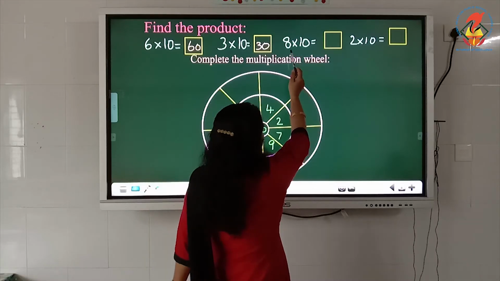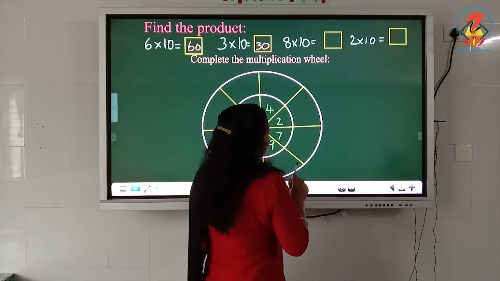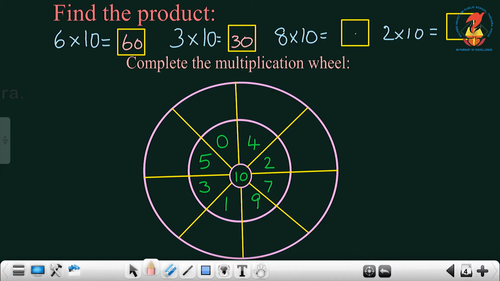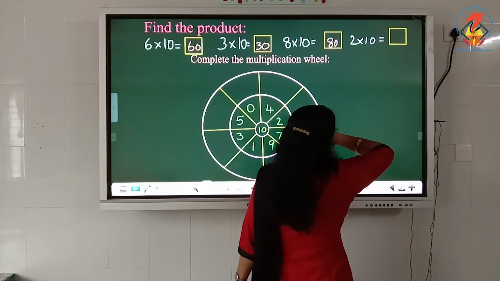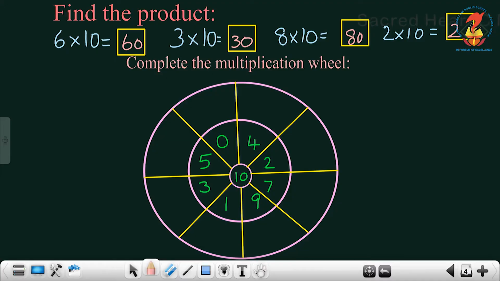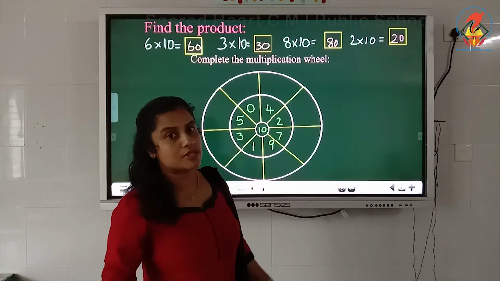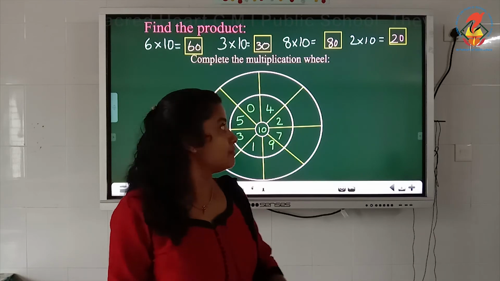Next question is 8 times 10. 8 times 10 is equal to 80. Last question, 2 times 10. 2 times 10 is equal to 20. Okay. So the tables of 10 is very easy, practice it.